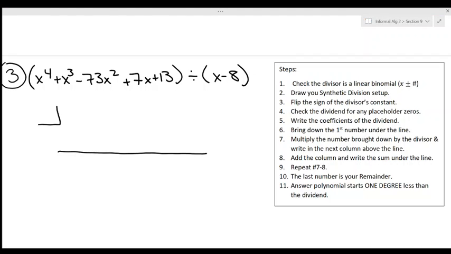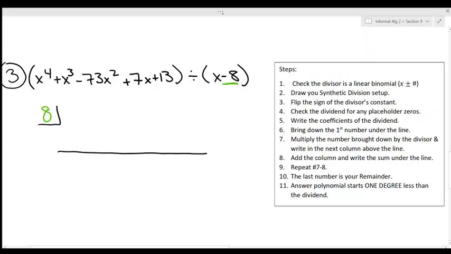All right. Now, for our synthetic division, we are going to flip our divisor's constant. So if this is a -8 here, inside of our half box, we put in a +8. Now we're going to check the dividend for any placeholders. So if it starts with x to the 4th, we need an x to the 3rd. We have that. Then we need an x squared. We have that. Then we need an x. We have that. After just an x is a constant, and we have that. So we have no 0 placeholders we need to write in.